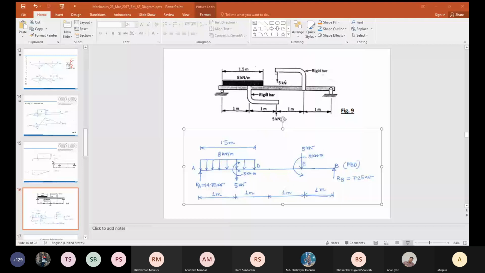I don't get why there is an additional clockwise moment of 5 kilonewton meter at the end, in the below. You did not understand this part? This 5 kilonewton meter? This is because this load is applied at a distance of 1 meter away from the point of intersection. 5 into 1 is 5 kilonewton meter.